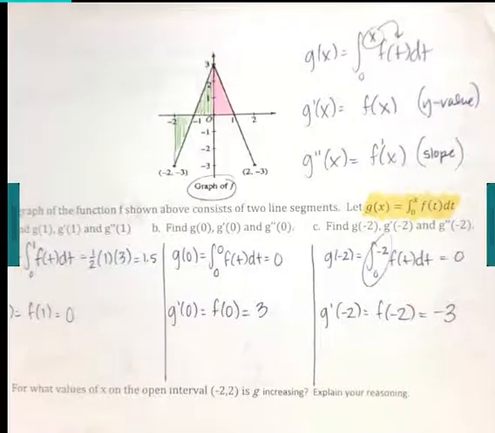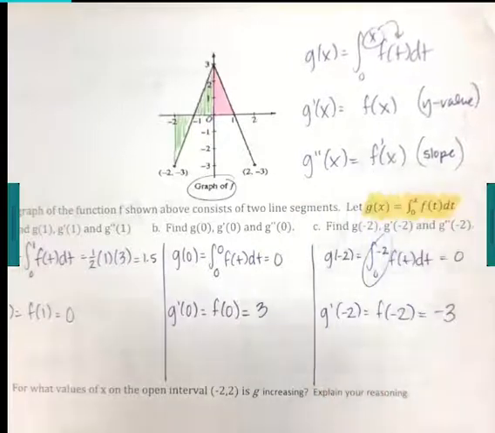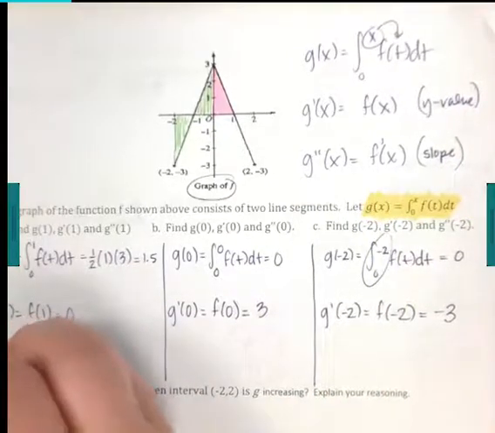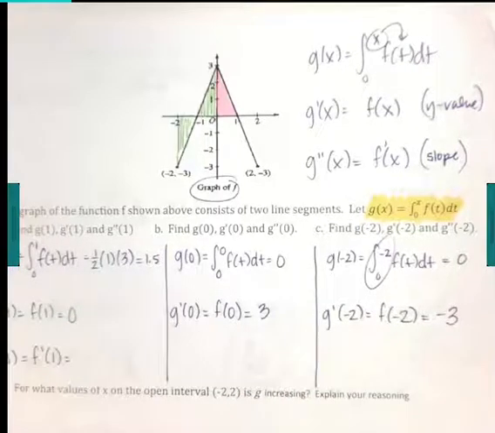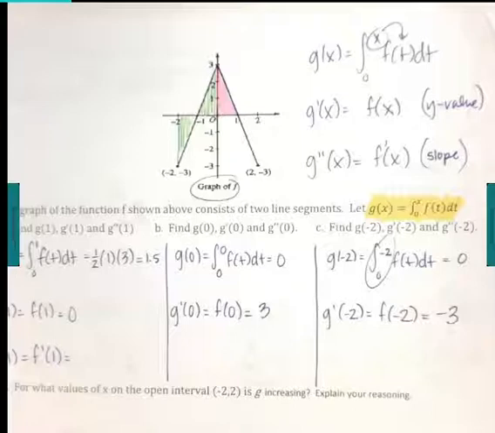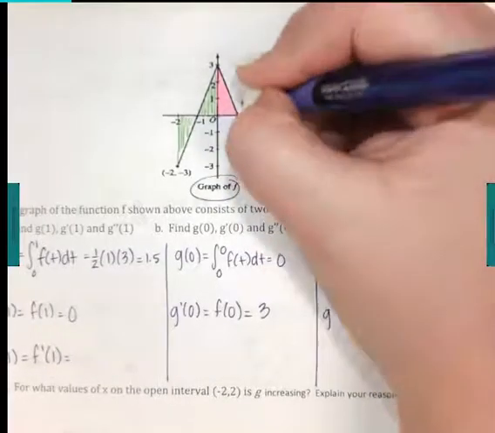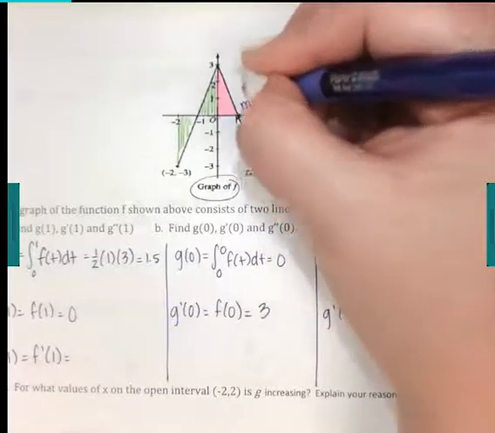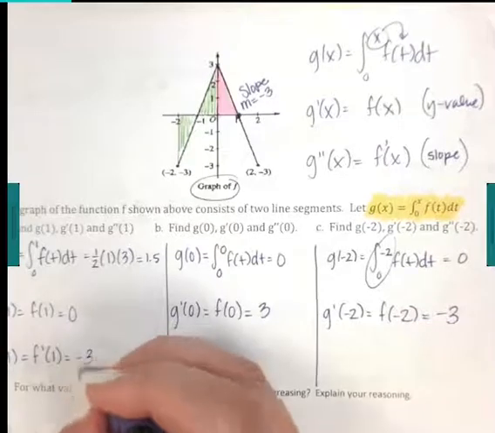Okay? Next, I want g double prime. What is g double prime the same as? The slope, f prime. So if I want g double prime at 1, what am I looking for in the graph? F prime at 1, which is the slope. And at 1, what is the slope of this line? Okay, m equals negative 3. Remember you're just counting the rise over run, so I'd have to count down 3 over 1, down 3 over 1. Okay?